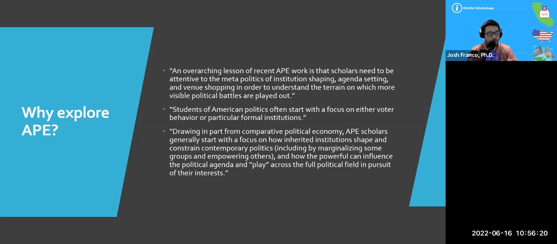Now, drawing in part from comparative political economy, APE scholars generally start with the focus on how inherited institutions shape and constrain contemporary politics, including by marginalizing some groups and empowering others, and how the powerful can influence the political agenda and, quote unquote, play across the full political field in pursuit of their interest.